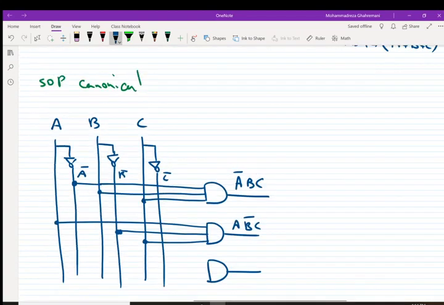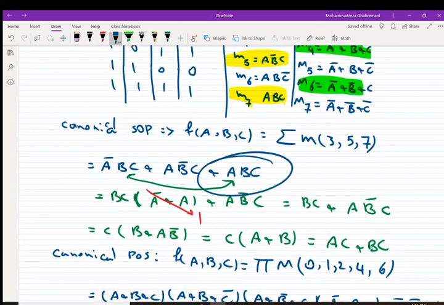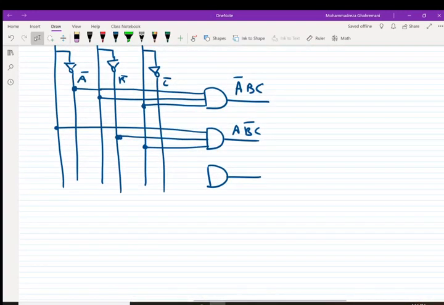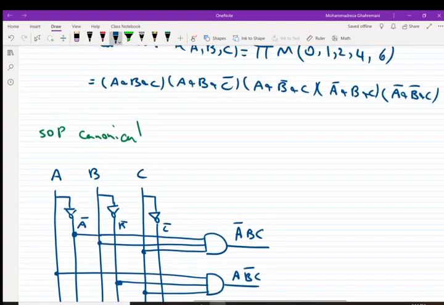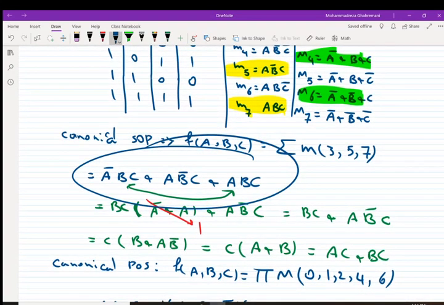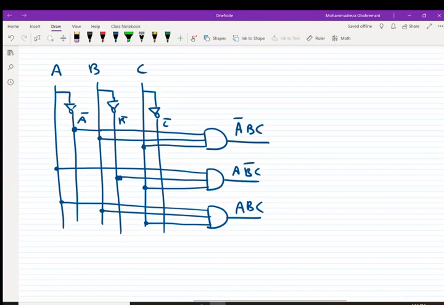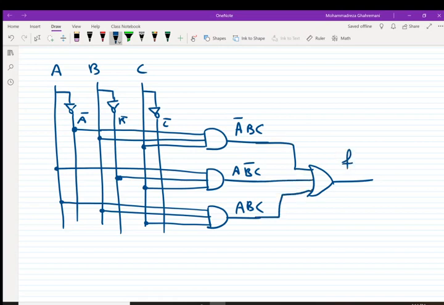The third term in canonical form is ABC. So we want to get ABC: we get A from A, B from B, and C from C. So we got these three terms, and we should OR them together. We put an OR gate here with all these three terms, and here is f of a, b, c. This is the first design for the voting machine.